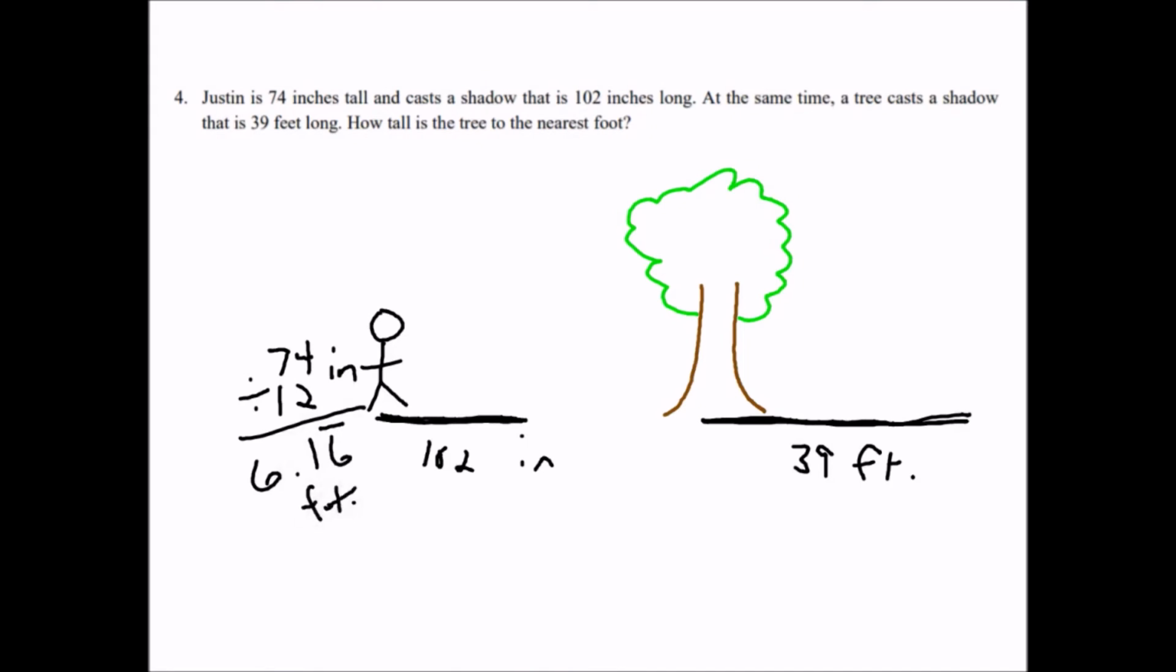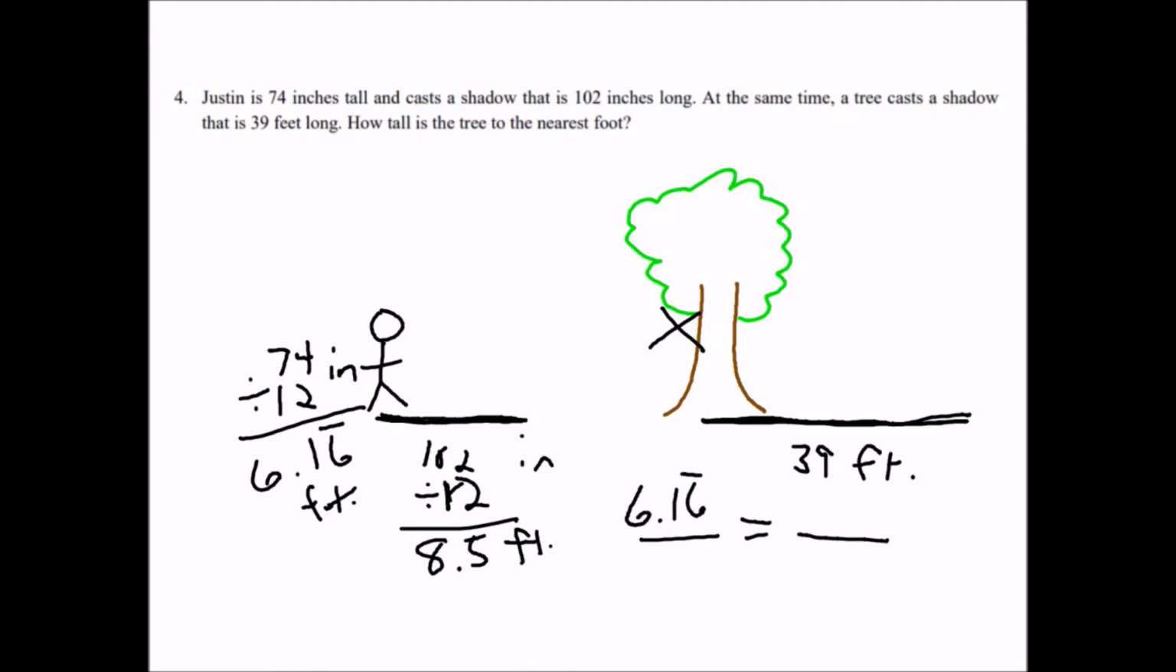His shadow, 102 divided by 12, is 8.5 feet. All right, so now line equals sign line. This is the part we're trying to figure out. So let's do the height of the person and the tree. So 6.16 repeating compared to x. The shadow, 8.5 feet for the guy, 39 feet for the tree.